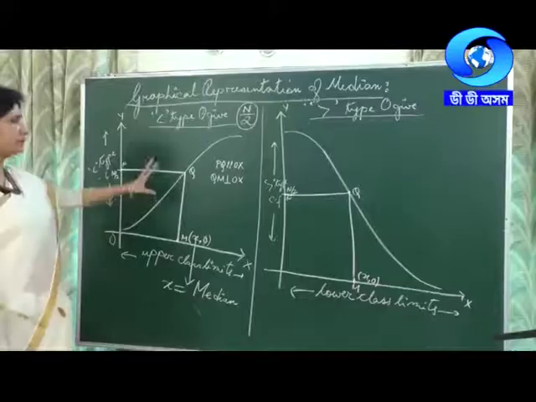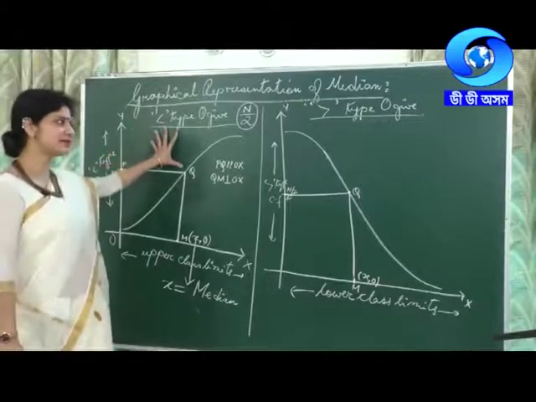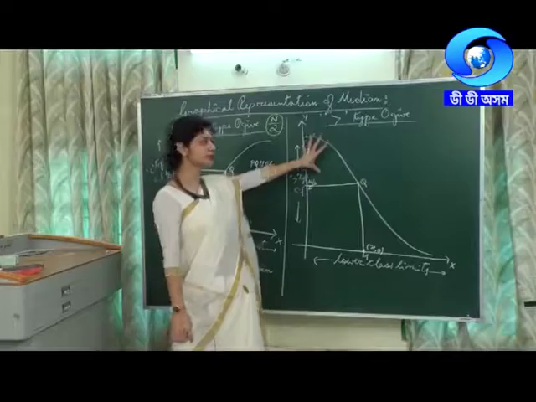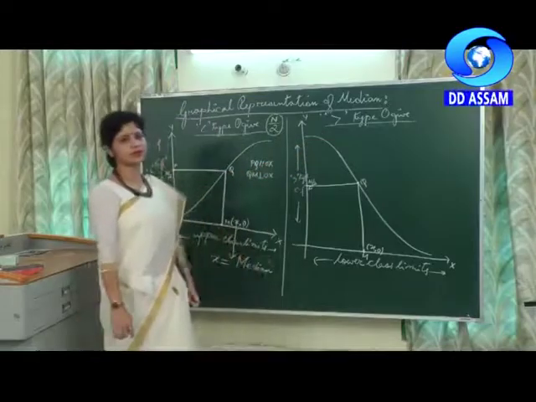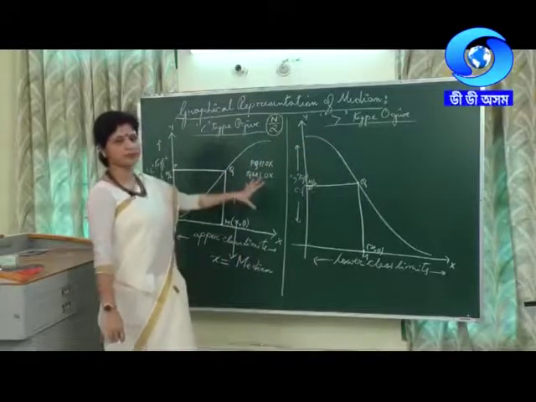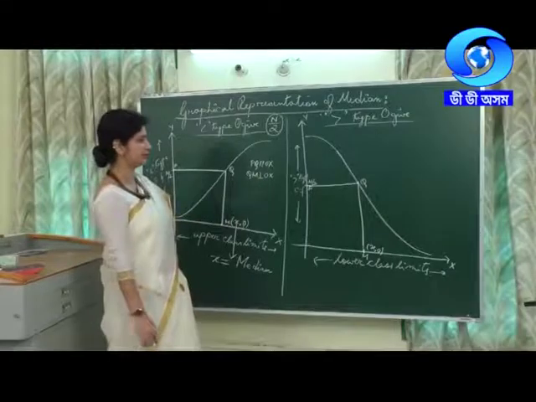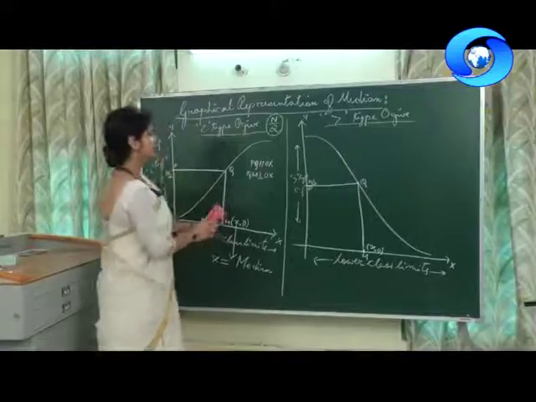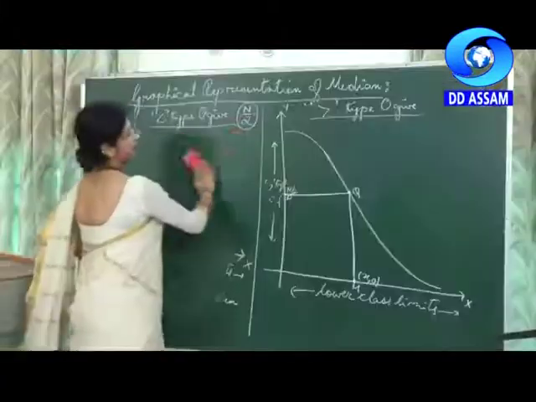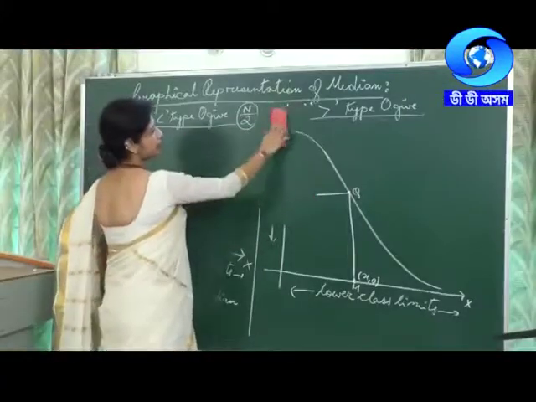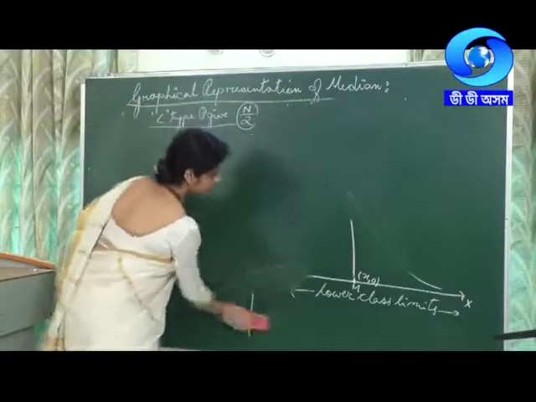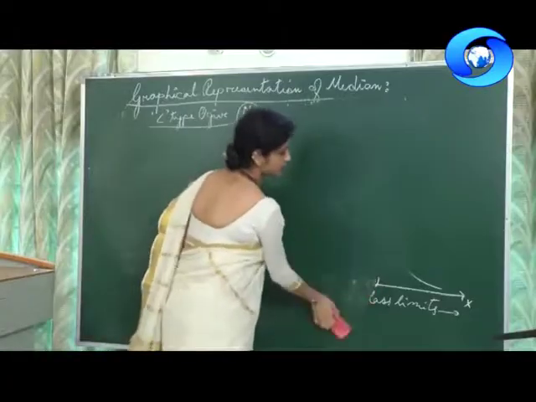So in your exam, you can make use of either the less than type or the more than type ogive if you're asked to find median graphically. Either of them will give you the same result. Again, sometimes you can find the numerical value of median from the point of intersection of the two ogives also.